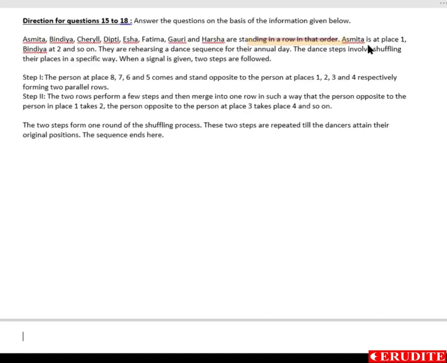Look at this set. It's on some dancing arrangement. A, B, C, D, E, F, G, H standing in a row. A is 1 plus 1, B is 2. So starting position is like A, B, C, D, E, F, G, H. And then after step 1, what happens?